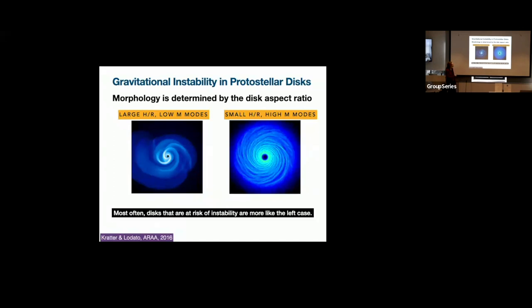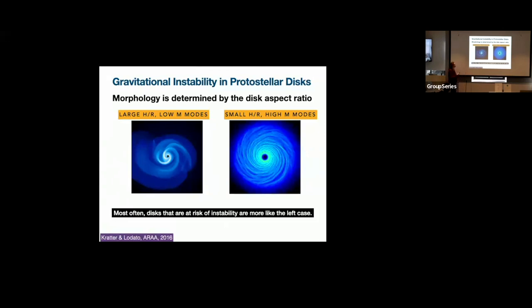One in which the disk is relatively massive and therefore has a relatively large aspect ratio. So it's relatively thick compared to the radius, maybe 0.2, 0.3. And another case where the disk is thin. This is probably much more what you're familiar with if you think about AGN disks, where the aspect ratio is small, maybe 10 to the minus 2.